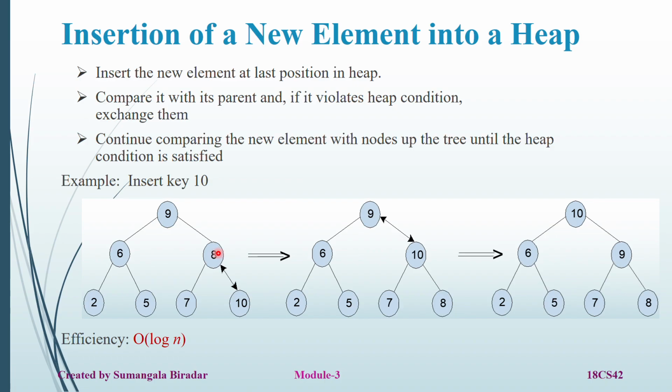What is that second criteria? That is, parent key must be greater. But 8 is not a larger value here. Then what is the thing? If it is not, you have to swap these two values. So now after swapping, you will get the things. 10 comes here and 8 goes here.